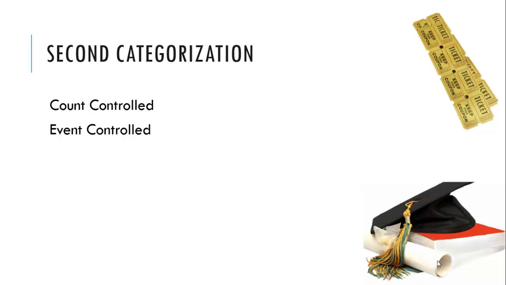On the other hand, an event controlled loop is a different one. An event controlled loop is driven by an event. So I know when this process is going to end. However, I don't know after how many iterations.